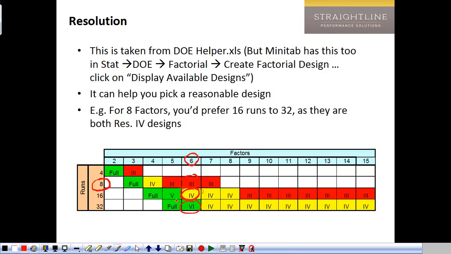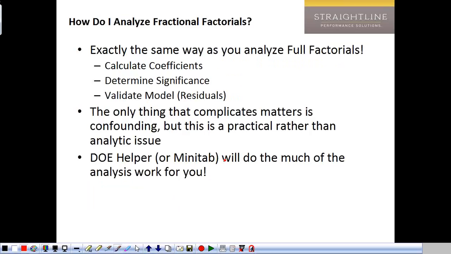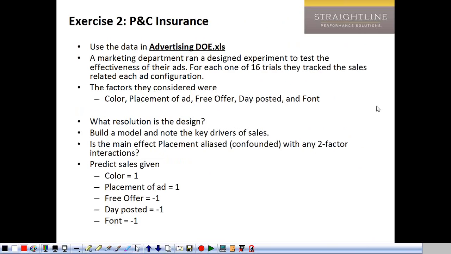Minitab also has this picture. Okay. And how do you do the analyzing? The same way that we did it before. That's the beauty, is that they're analyzed exactly the same way. All right, let's go through and do an example. I think all this stuff is easier to understand in the example.